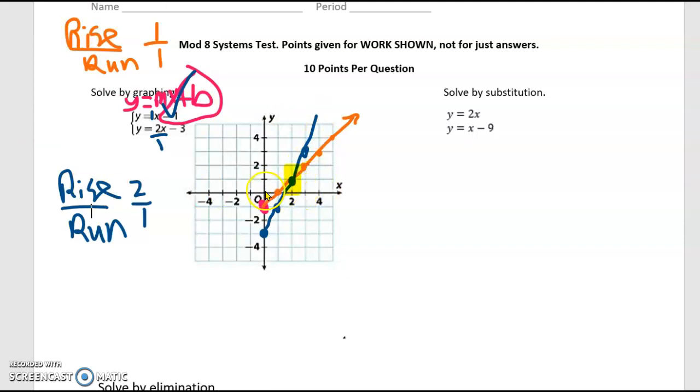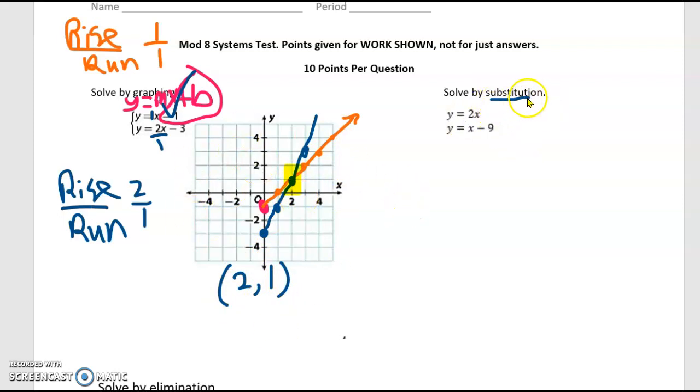What's the solution? Well, I have to count from my origin. 1 box, 2 boxes over. So 2 boxes on my x-axis. So 2, comma, and then I got to go up 1. So 2, comma, 1 is my solution. It's one solution for this one.